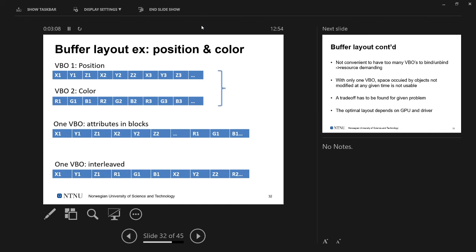So for example, you could make one buffer object for all positions. So you put in the positions for the first vertex, you put in the positions for the second and the third, and so on and so forth. And then you have the second buffer in which you put in colors. So RGB1, RGB2, RGB3, and so on and so forth.